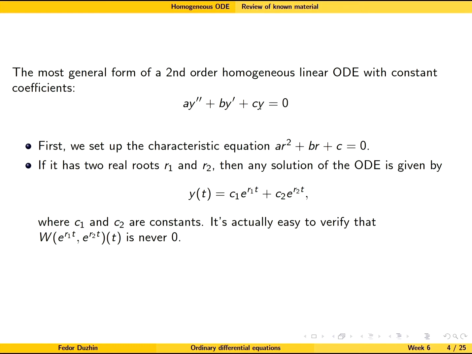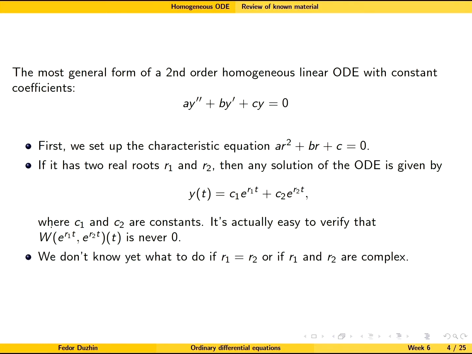Recall that we have also this notion of the Wronskian of two functions. So this is a certain determinant composed of these two functions. So the Wronskian can be used to test whether two solutions of a second order differential equation are linearly independent or linearly dependent. Right? So anyway, what we don't know yet is what happens if either we have a multiple root or complex roots.